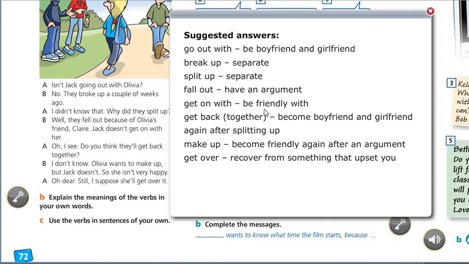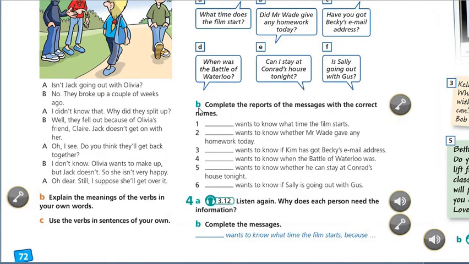Get on with, sorry, be friendly with. Get back together, become boyfriend and girlfriend again after splitting up. Make up, become friendly again after an argument. And get over, recover from something that upset you. So that's what all these phrasal verbs mean.